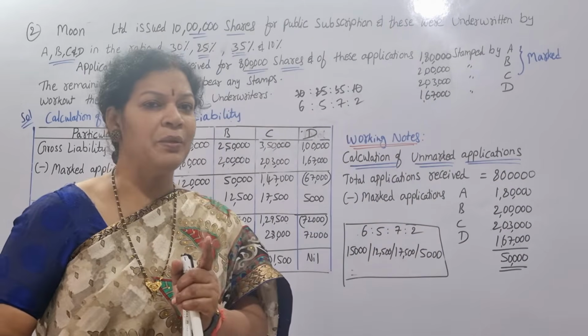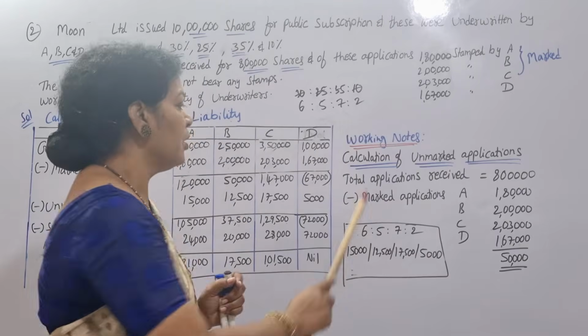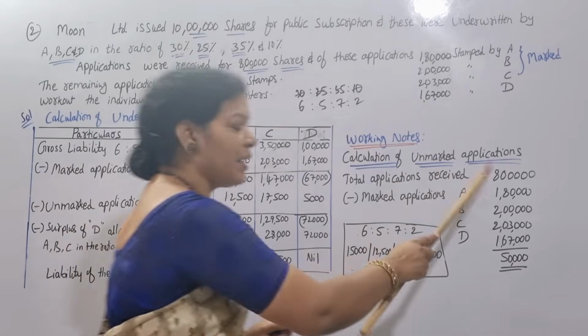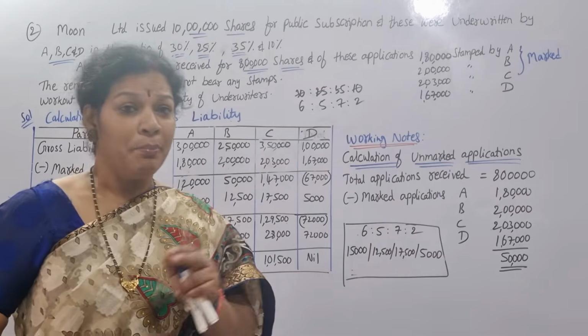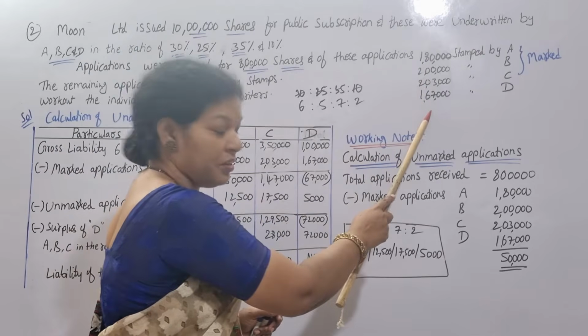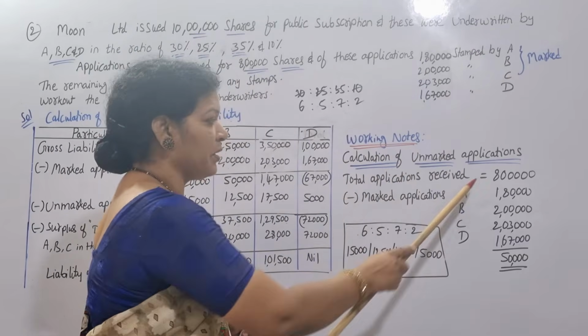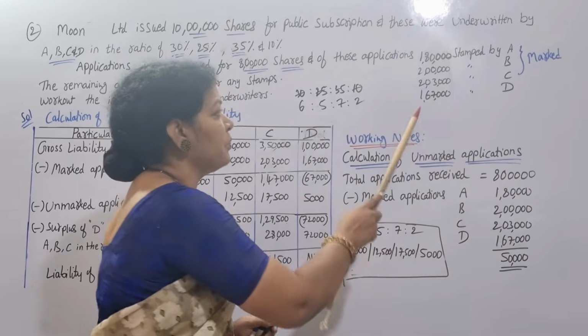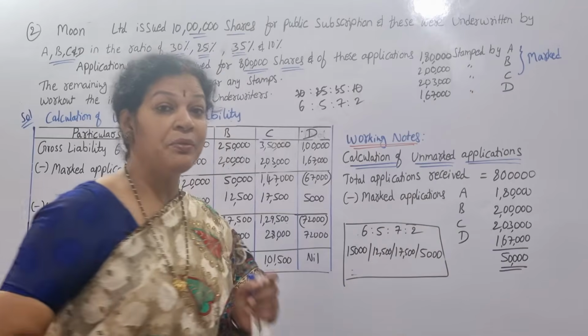First of all, how many applications we have received, that we have to take. Total applications received: 8 lakh shares only. So 8 lakh is written, minus marked applications. Minus marked applications are these. Everything is deducted here. If you deduct these 4 values, you are getting 50,000.